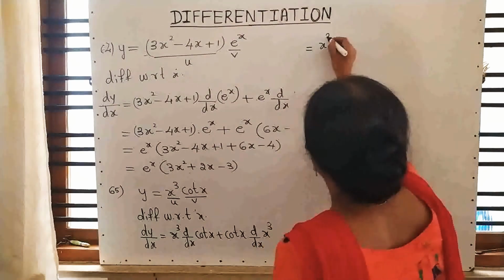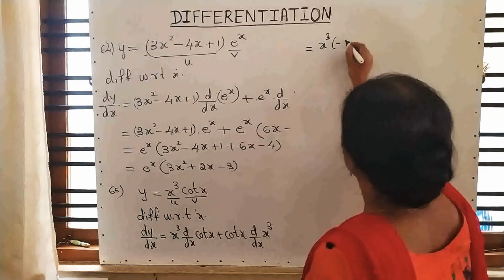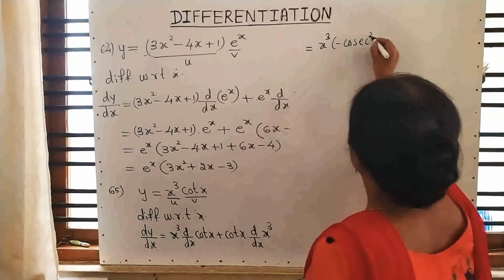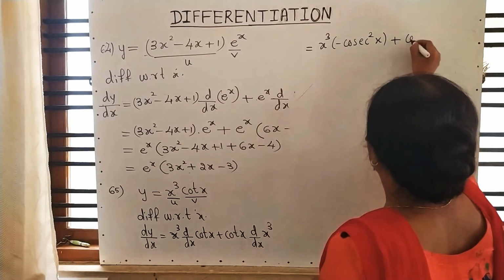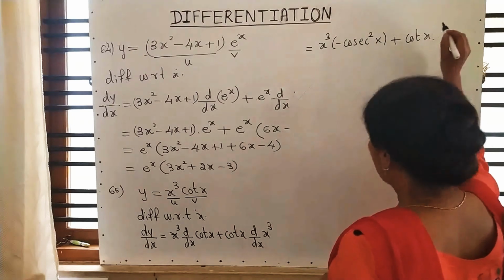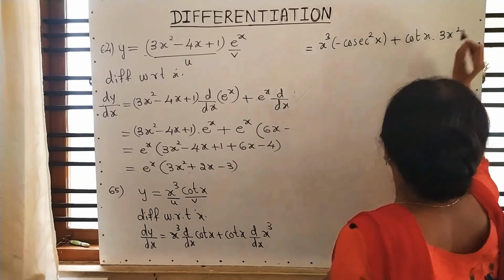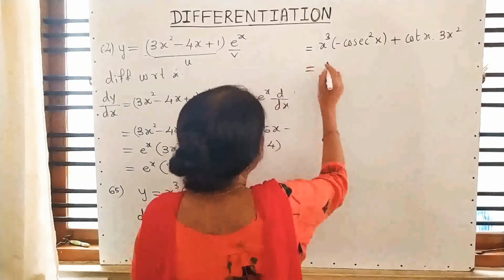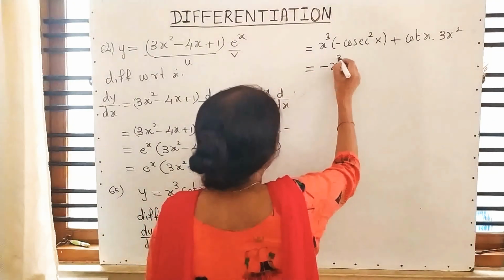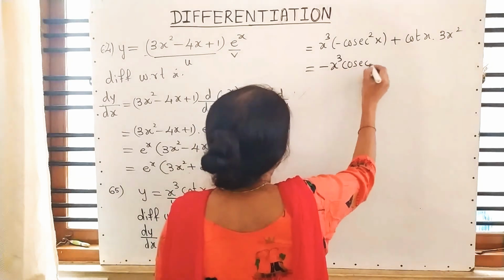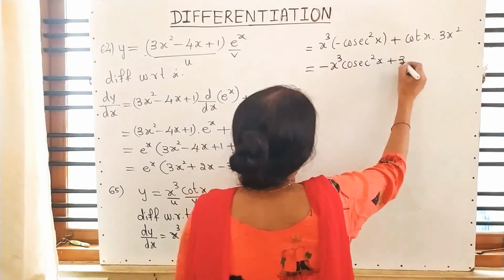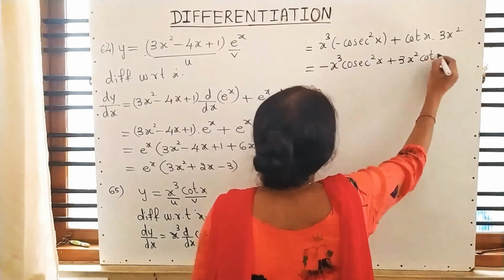x cube as it is. Differentiation of cot x is minus cosecant square x, plus cot x as it is. Differentiation of x cube is 3x square. So it is minus x cube into cosecant square x plus 3x square into cot x.